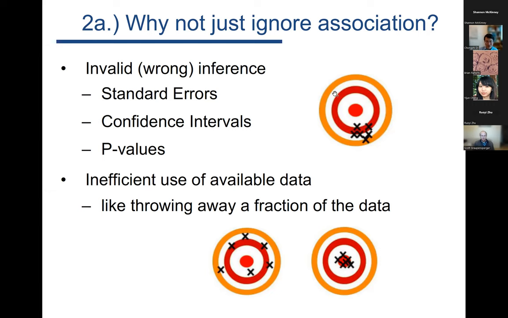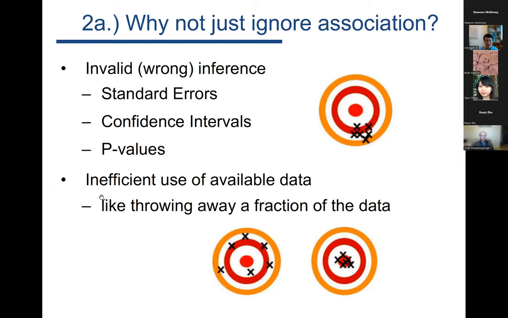Now let's use this as an example. This red dot is your target, the true value of your parameter. If you shoot at this target a few times, you can probably find the estimates are not centered around your true target. That's because you get the wrong standard errors. So let's talk about the validity of the method.